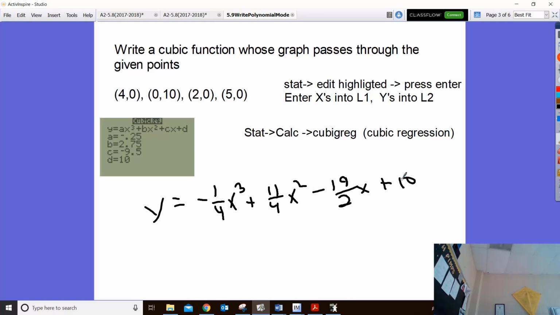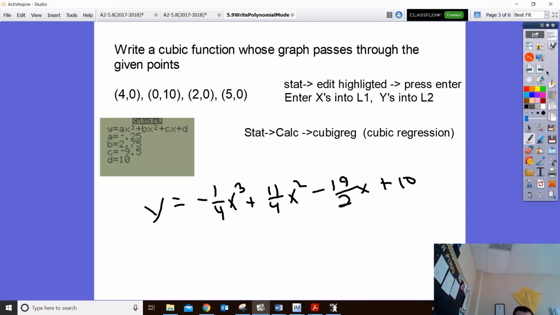I ain't gonna dock you for the decimals, kids. It's just me. I like fractions. Okay. All I did was I plugged in A, B, C, and D where they belong according to the calculator, right? And I just changed it to fractions. You don't have to do that. That's how you use a calculator.